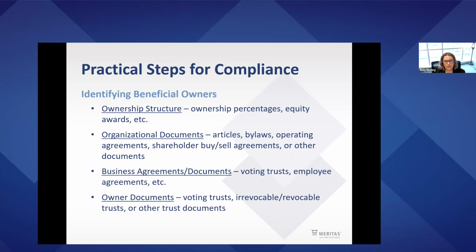And then finally, I kind of mentioned this at the beginning, looking at those voting trusts or irrevocable or revocable trust documents. Again, the emphasis here on the beneficial owner is it is an individual or individuals. And so you need to undertake an analysis to determine, if there's a trust owner here, again, is it one or more trustees? Is it beneficiaries that have to be reported, or all of the above?